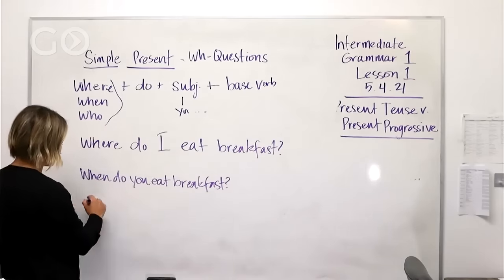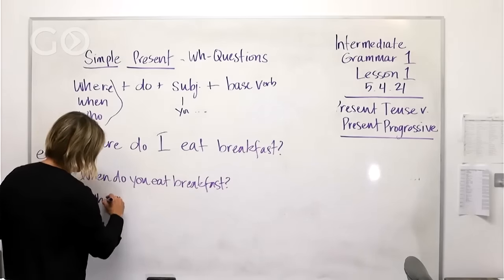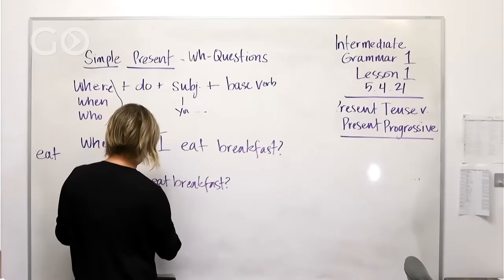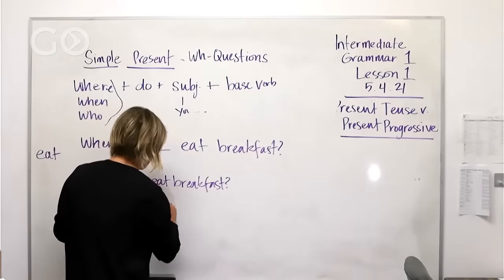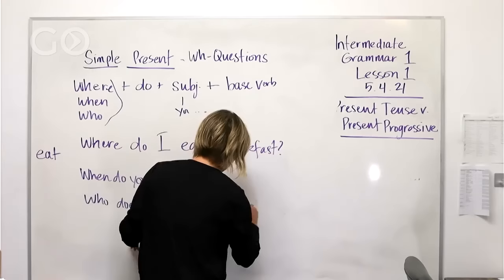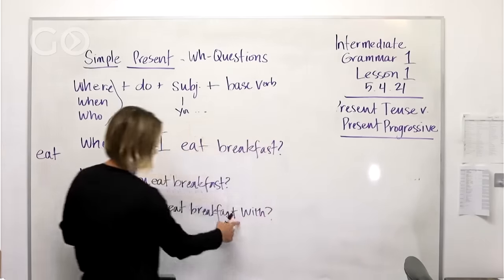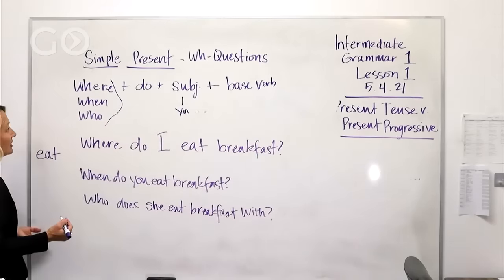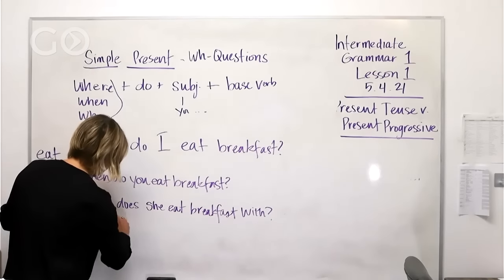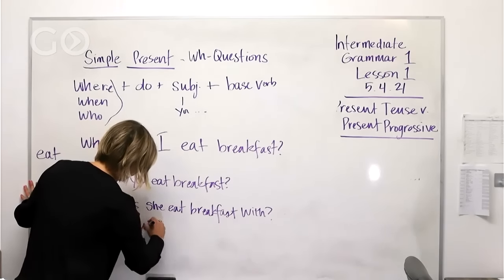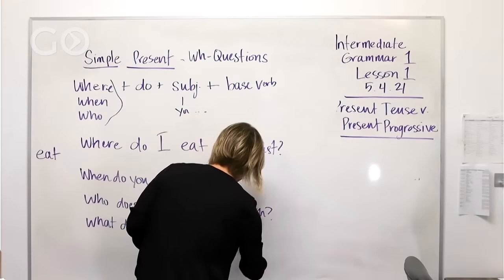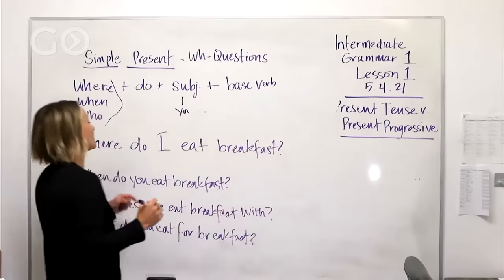Let's do one in the third person. So who does, let's see, who does, we need this here. Who does she eat breakfast with, okay? We had to add that extra word here because otherwise the sentence doesn't make sense. Who, what, where, when, how about this? What do you eat for breakfast? Okay, so here's a couple really great questions that we can practice with.